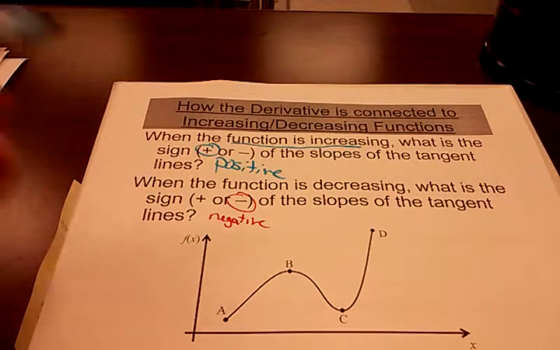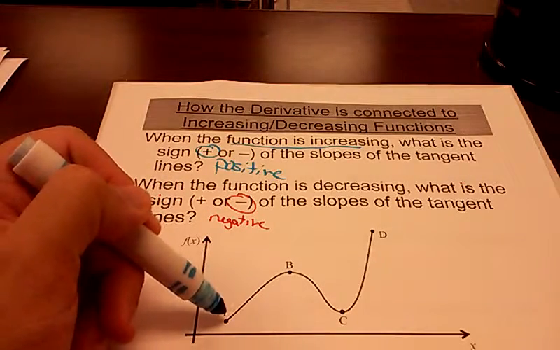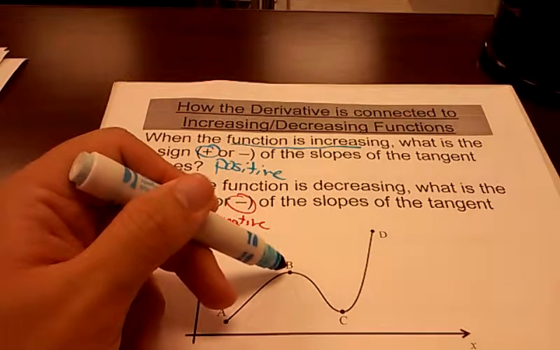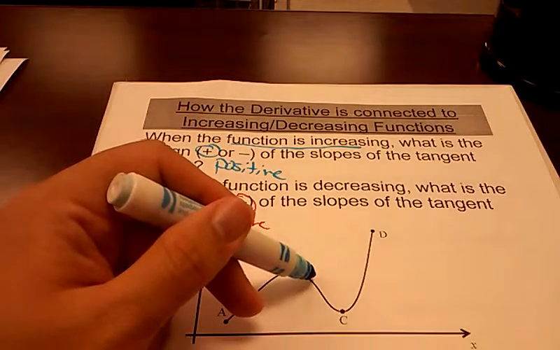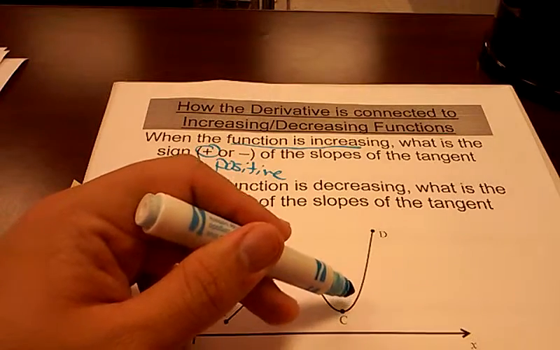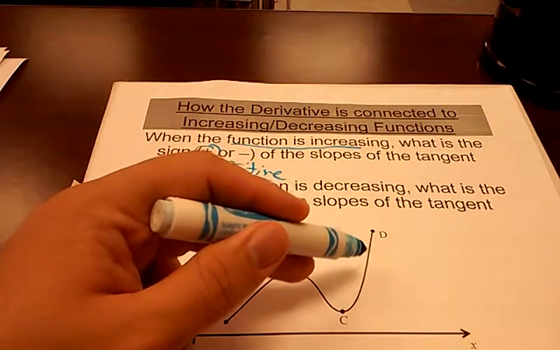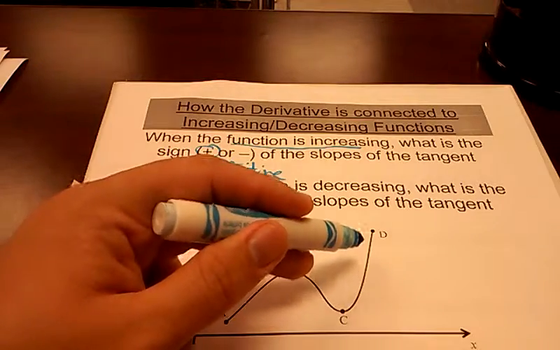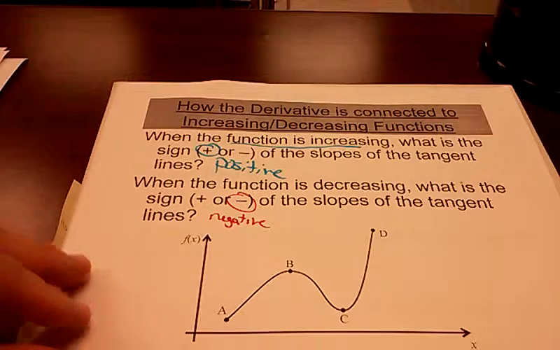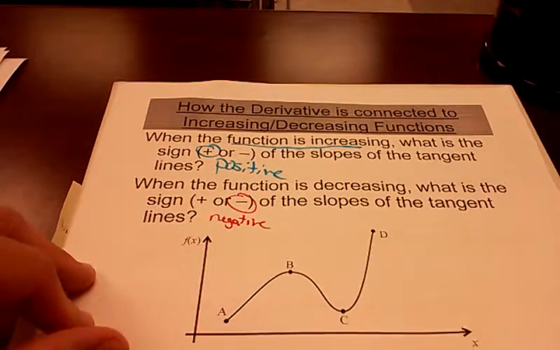So in other words, I know that the slope of this tangent line is positive here because the graph is increasing. The slope of the tangent line, or the derivative, is negative here because it's decreasing, and then the derivative here is positive because the function is increasing. So that's how the derivative is connected to telling whether or not a function is increasing or decreasing.